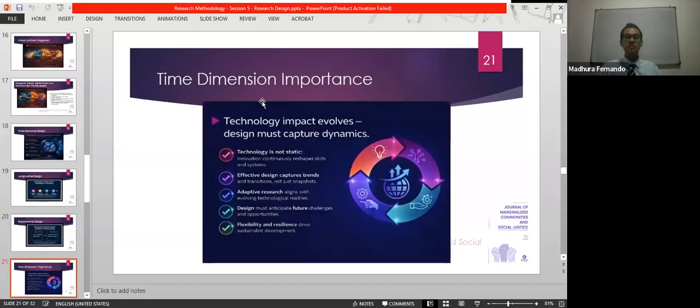Time dimension, time dimension importance. Now, have a glance. Just read this. Technology impact evolves. Design must capture dynamics.